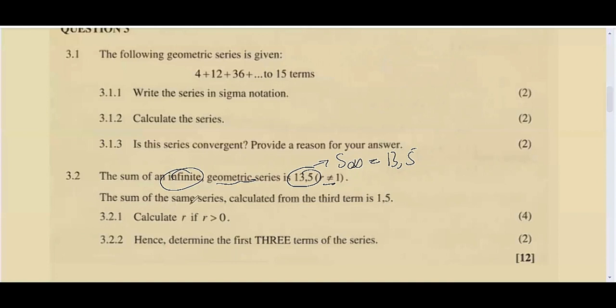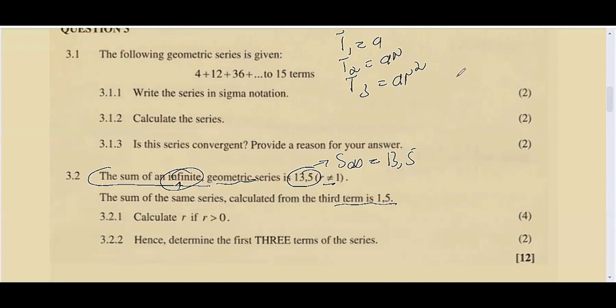Then now they're saying the sum of the very same series that we have here is now calculated from the third term. So instead of starting from term number 1, they started from term number 3. Now I want you to pay attention to this. Remember, we said that term number 1 is expressed as a, term number 2 is expressed as ar, and then term number 3 is expressed as ar squared. Right. So this first one here that gives us 13.5 started from a, right?